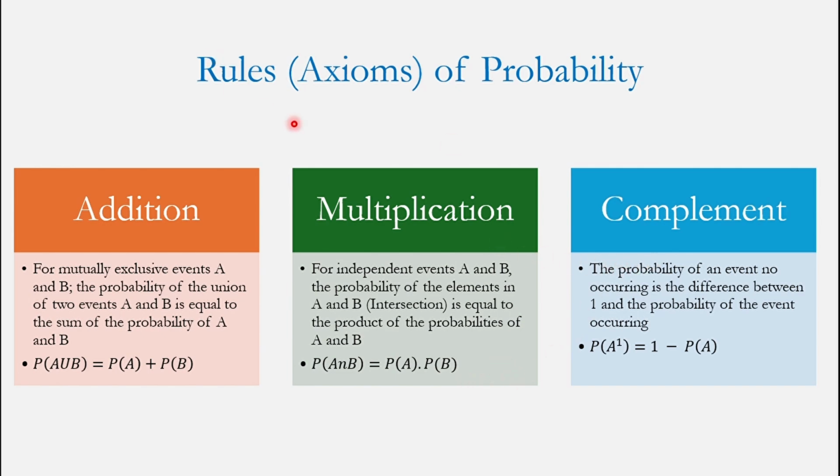The other rule is the complement rule, and it's just the opposite of the event occurring. So the probability of the event not occurring is 1 minus the probability of the event occurring. This is because all probabilities add to 1. As we said, it runs from 0 to 1.